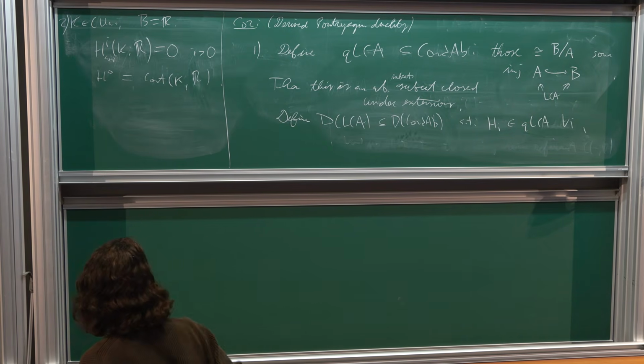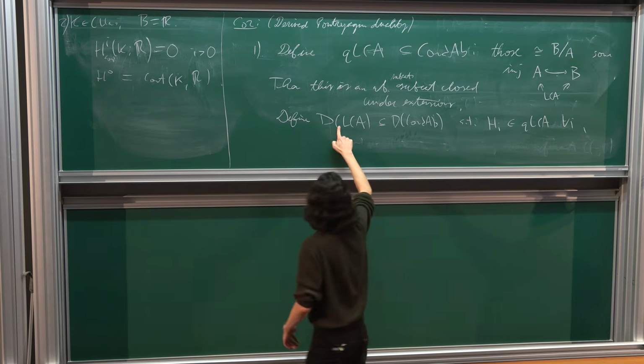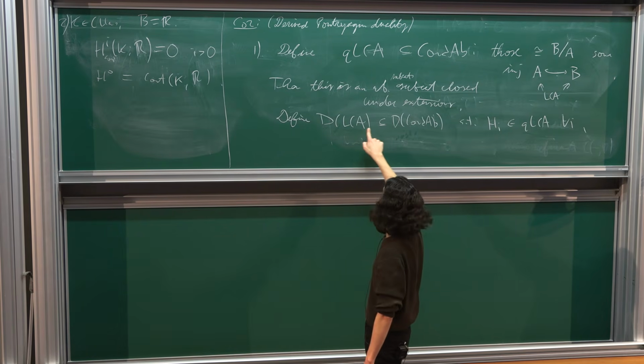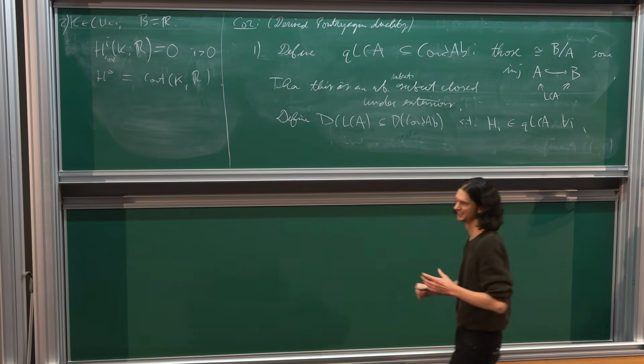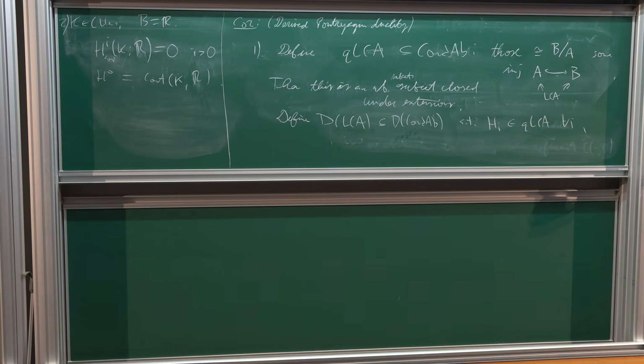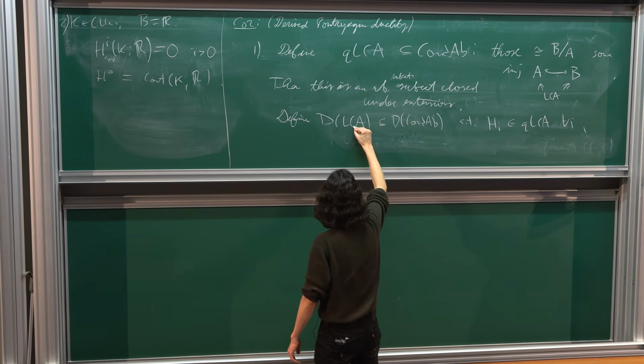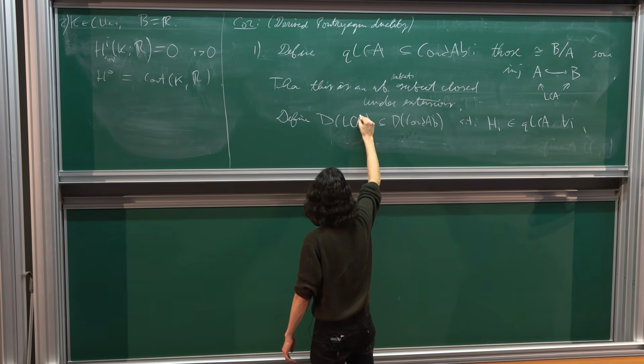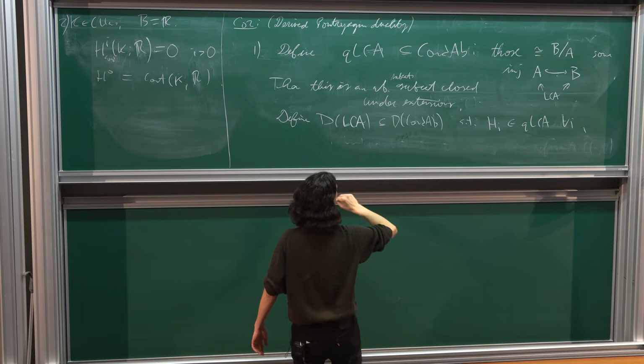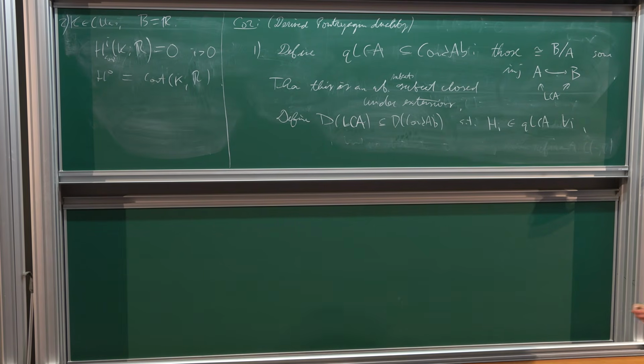D(LCA)? No, this is parentheses. I'm sorry, this is open parentheses, close parentheses. D of LCA. LCA means locally compact abelian. Because it's hard to pass. I'm sorry. C is indistinguishable. I see. Sorry. Yes.